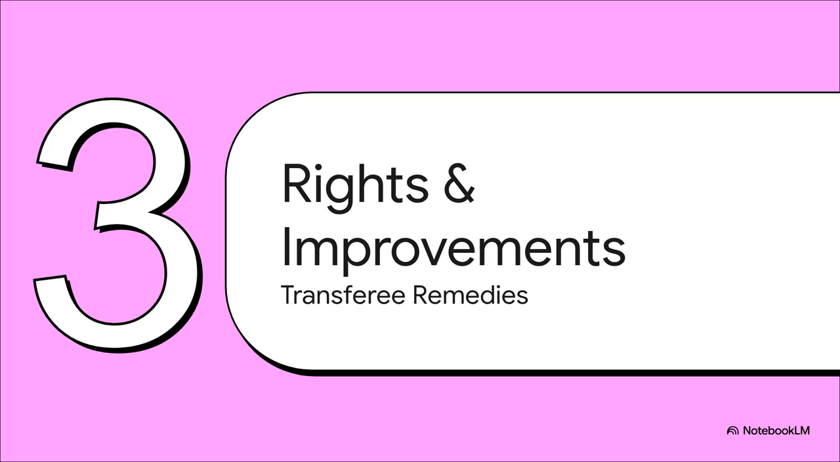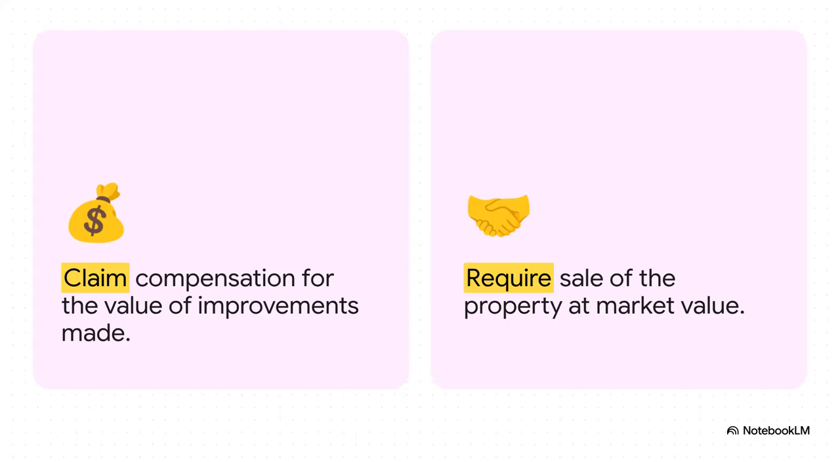Heading 3. Rights and improvements. Let's look at the specific legal remedies the evicted party can pursue under the statute. Remedy 1. Claim compensation for the value of improvements versus Remedy 2. Require sale of property, where you ask the true owner to sell the property at market value. The transferee must elect one remedy.